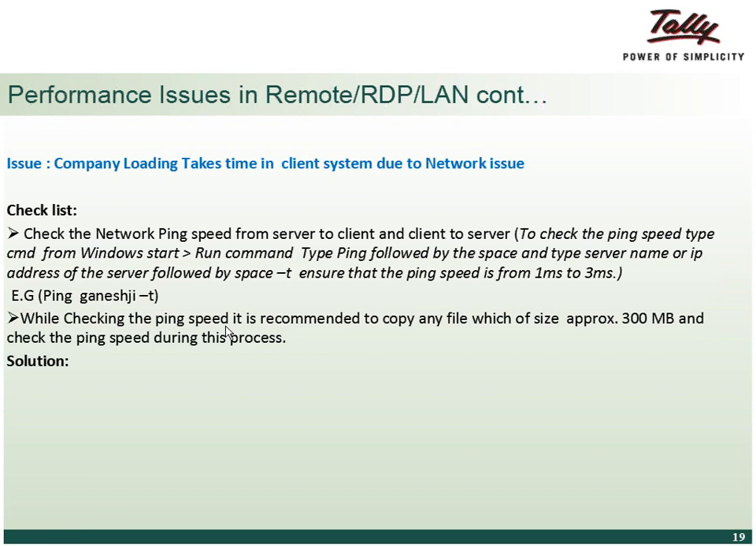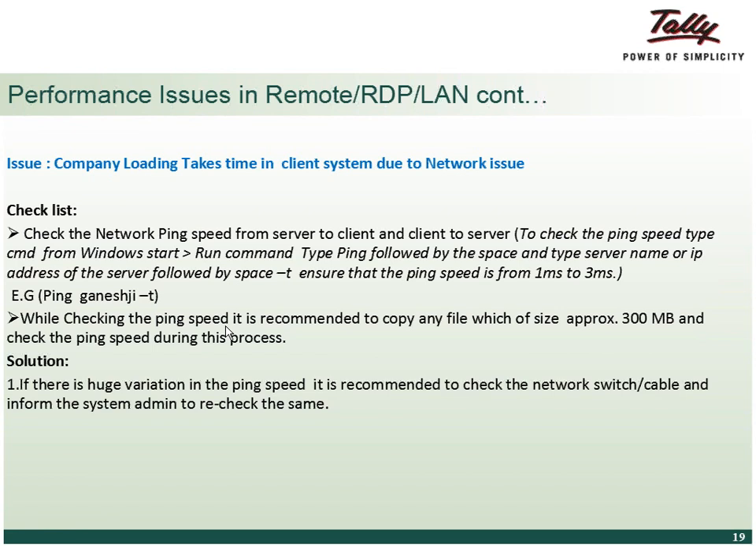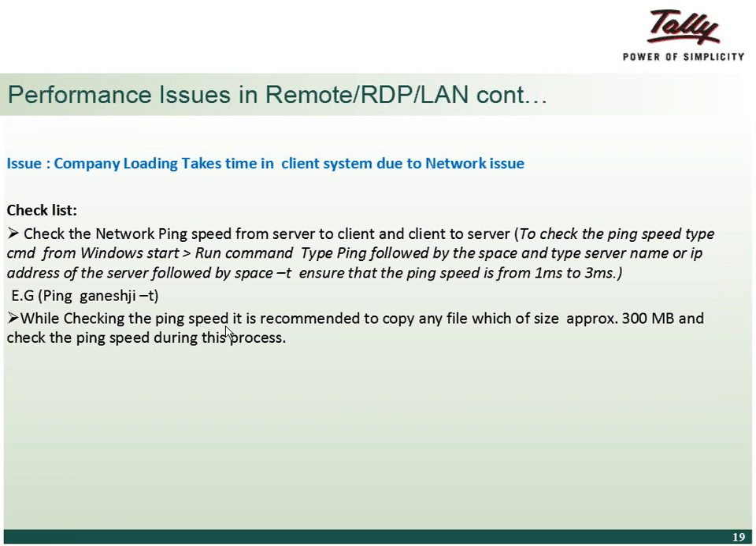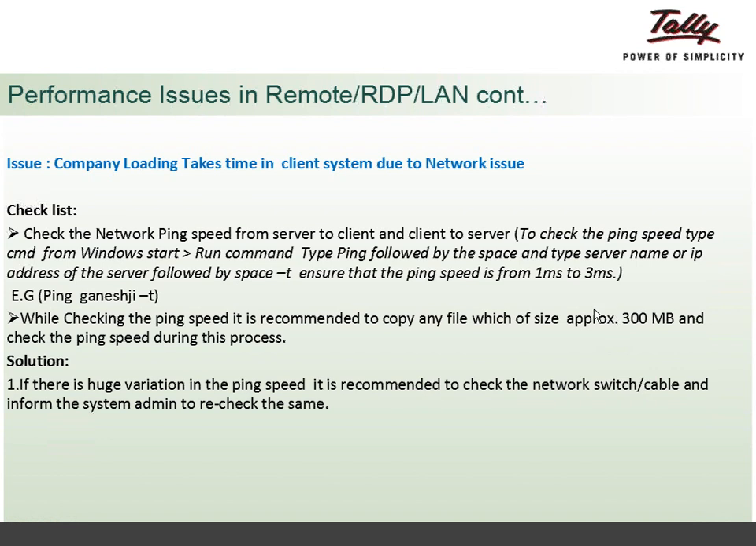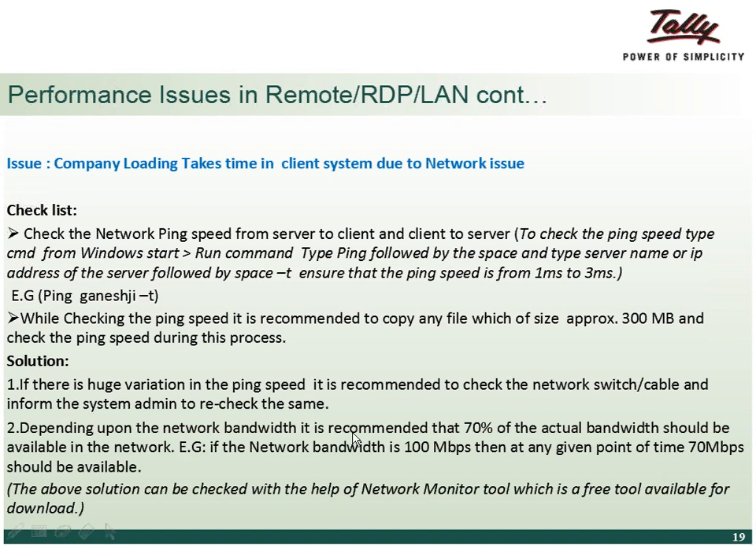So what is the solution that we can give over here? If there are huge variations in the ping speed, that is, if the ping speed is varying during copying of this particular 300 MB data size from server to client, it is recommended to check the network switch or cable and inform the system admin to recheck the same. And depending upon the network bandwidth, it is recommended that 70% of the actual bandwidth should be available in the network. Example, if the network bandwidth is 100 Mbps, then at any given point of time, 70 Mbps should be available.